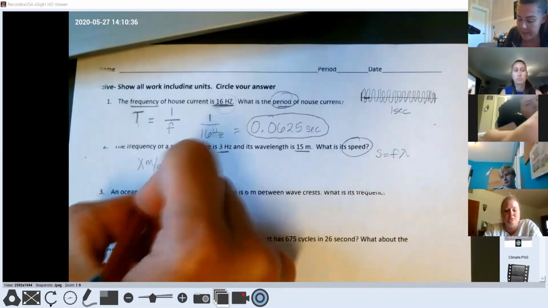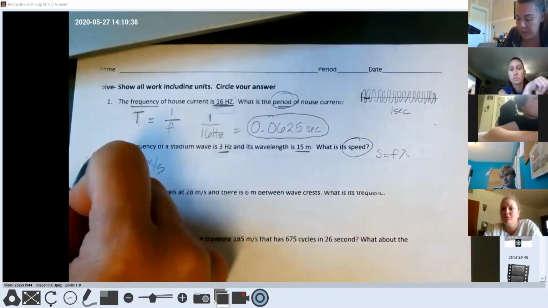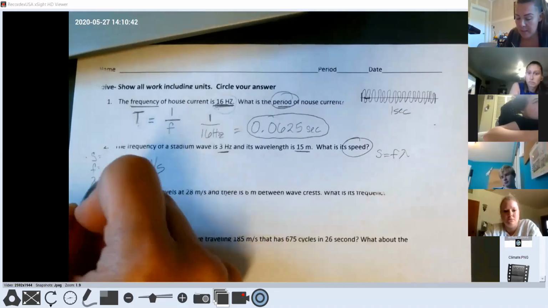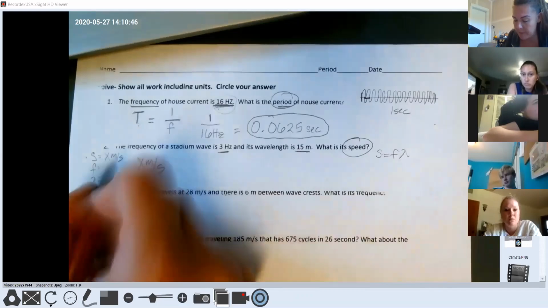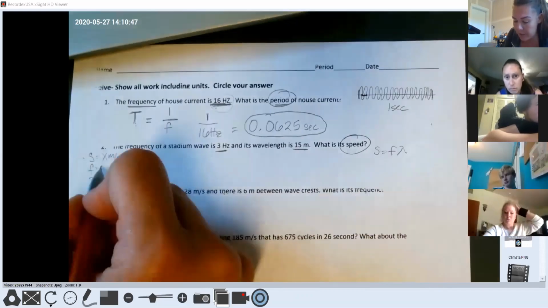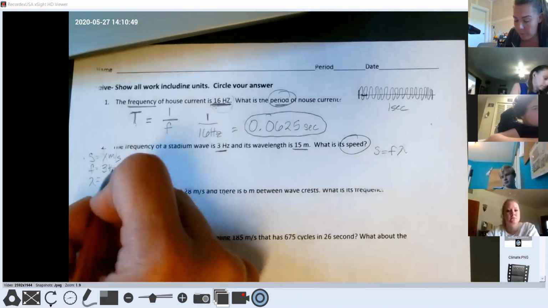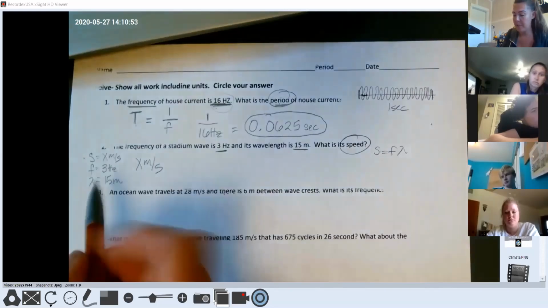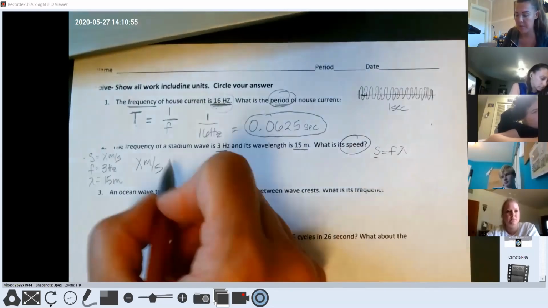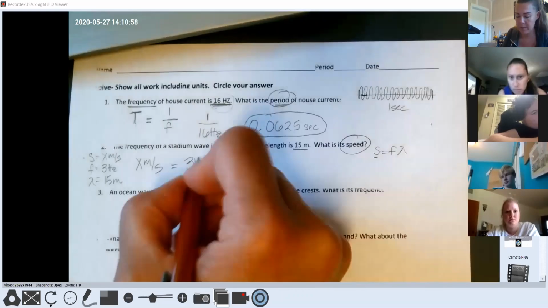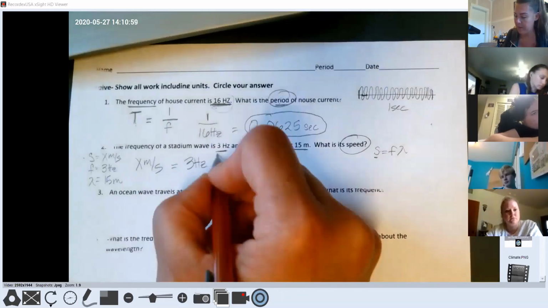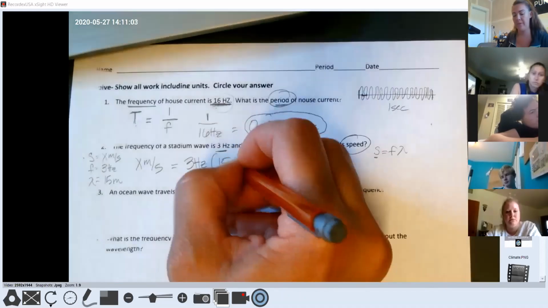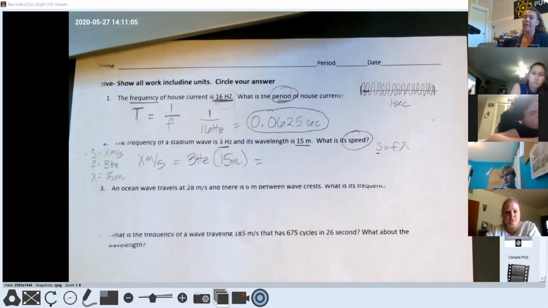And I'll just do this too because we're going to need to remember that we have to write out our variables at times. So we're looking for x meters per second here, speed. Our frequency is 3 hertz, and our wavelength is 15 meters. So x meters per second, that's the S, equals the frequency, 3 hertz, times the wavelength, which is 15 meters. And all we have to do is multiply 15 times 3.